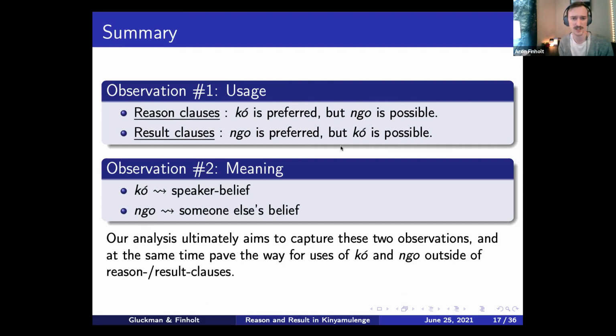The second observation is that co and ngo seem to encode a difference in perspective. Right? Specifically, co appears to encode speaker belief or speaker perspective, whereas ngo instead encodes somebody else's belief or perspective. And so our analysis ultimately hopes to capture both of these observations, while at the same time paving the way for uses and descriptions of co and ngo outside of reason and result clauses.